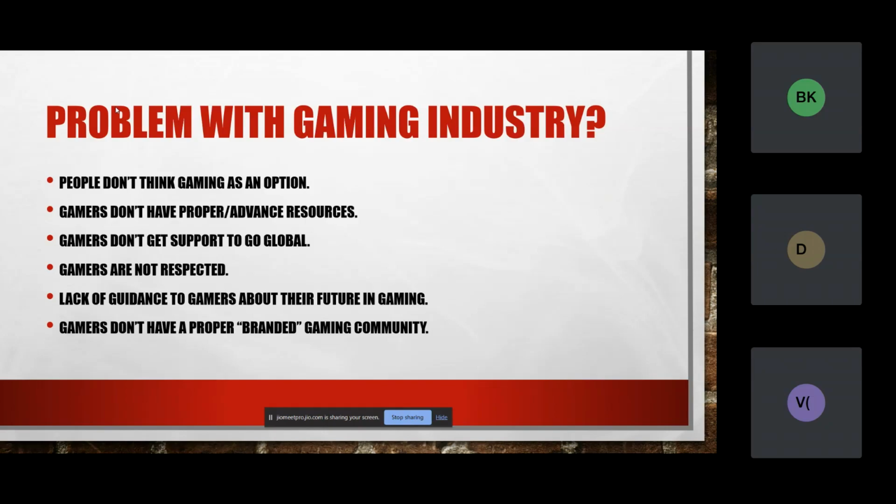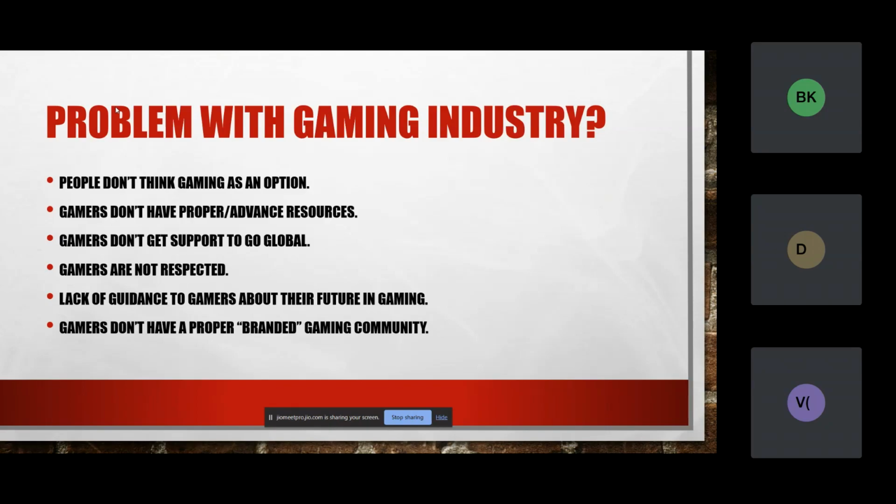The problems we saw in the gaming industry are, first, that gamers do not get respect. Second, there is no proper branded gaming community in India. For eyewear, we have Lenskart in India, which is the branded community for eyewear, but for gaming we do not have any brand. Also, gamers do not think of gaming as an option. They like to do gaming, but nobody considers gaming as an occupation.